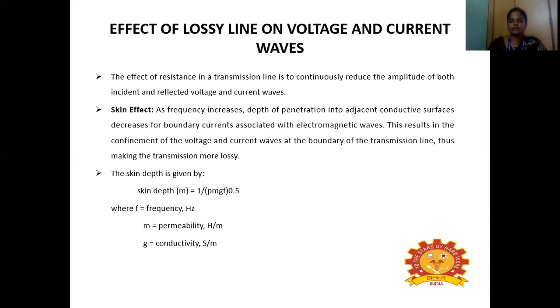So we will see what is meant by skin effect. When the frequency increases, the depth of penetration into the adjacent conductive surface decreases for boundary current which is associated with the electromagnetic wave. This results in a confinement of voltage and current waves at the boundary of the transmission line, which makes transmission more noisy. The skin depth is given by δ equal to 1 by (π μ σ f) to the power 0.5, where f is the frequency, μ is the permeability and σ is the conductivity.